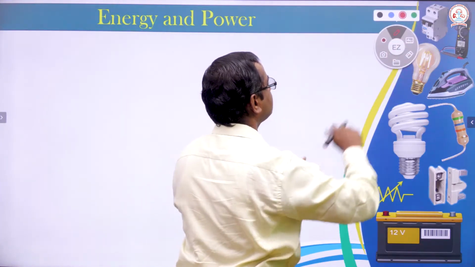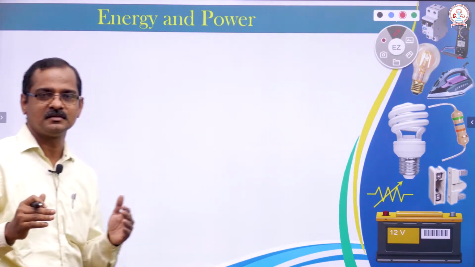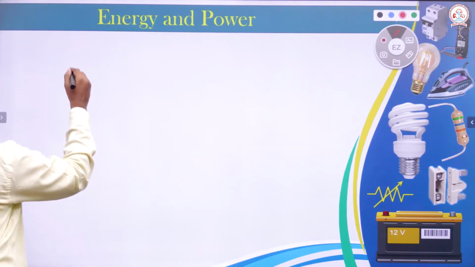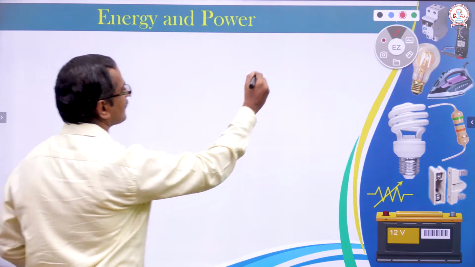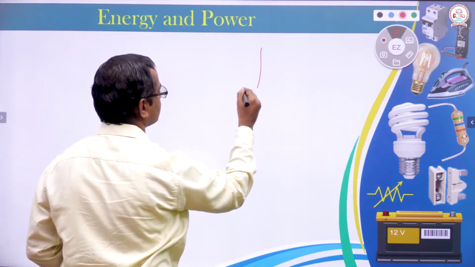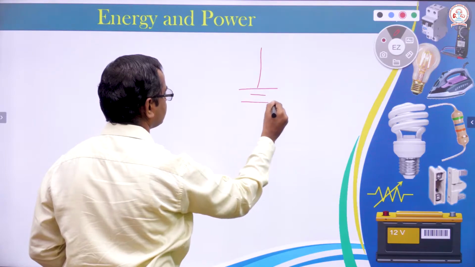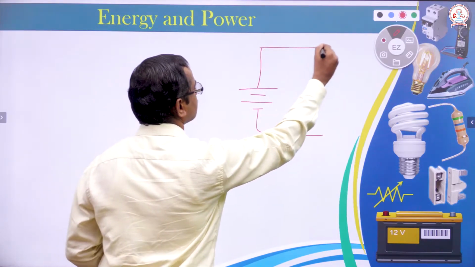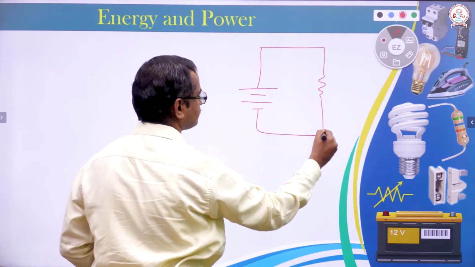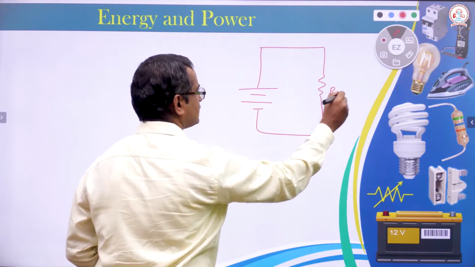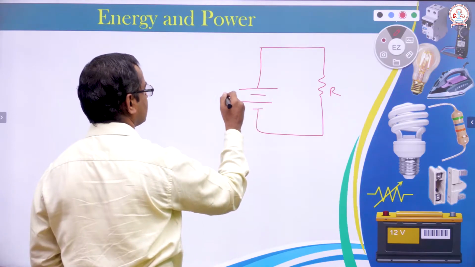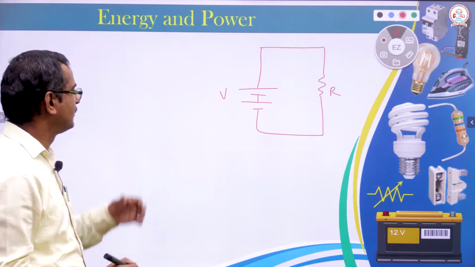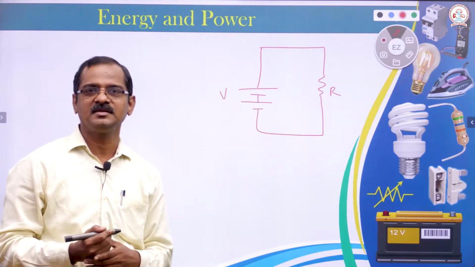You just imagine the battery is connected to the resistor. Imagine a circuit like this, where the battery is connected to a resistor, like this. Let the resistance be R. Let the voltage be V here. The battery is connected to the resistor like this.